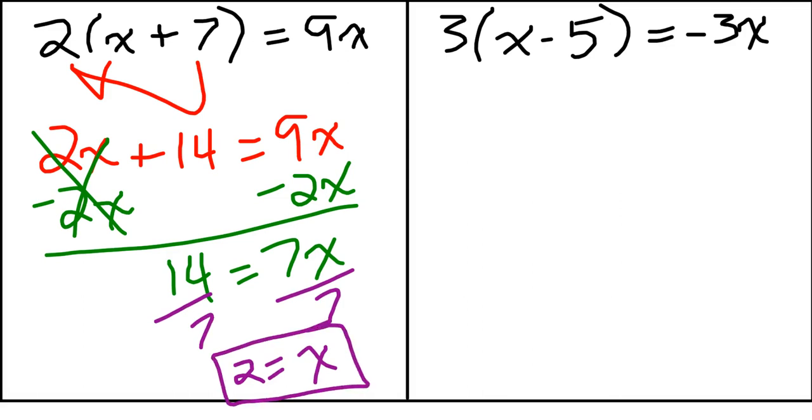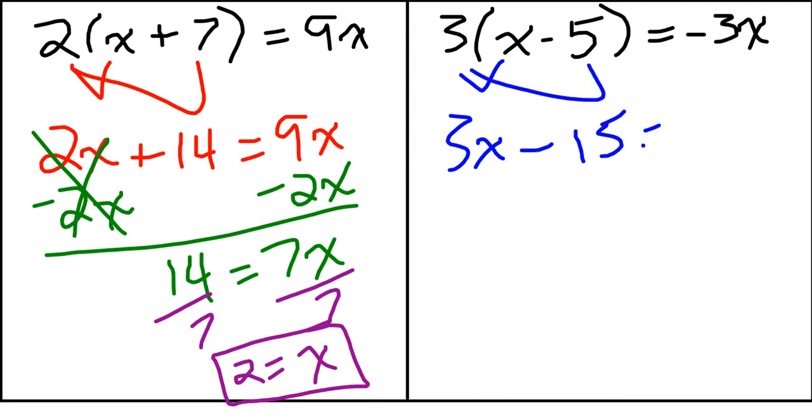On the right-hand side, we're going to distribute again. 3x minus 15 is equal to negative 3x. We can move the variables to whichever side we want. I'm going to show you what happens when we move everything to one side. It is a little bit of an extra step, but some might find it easier.